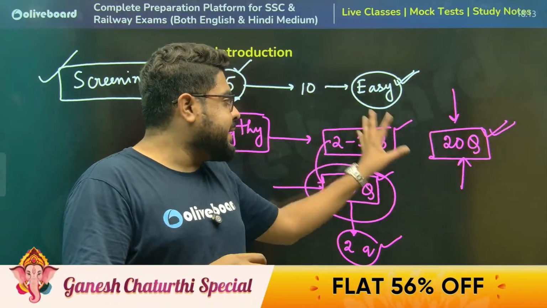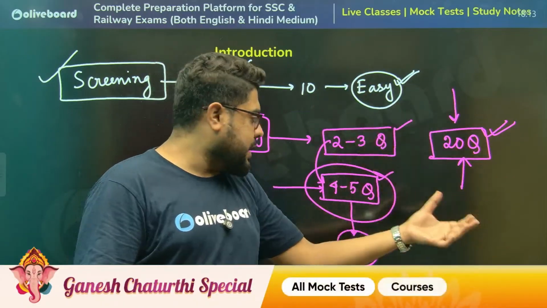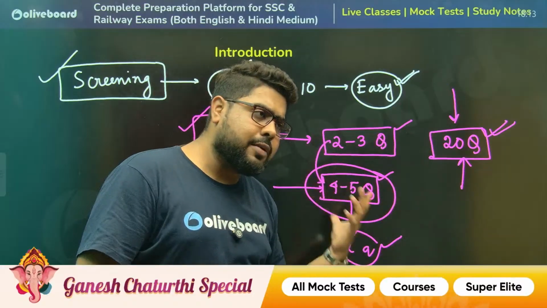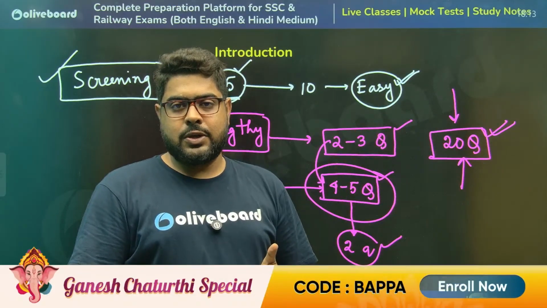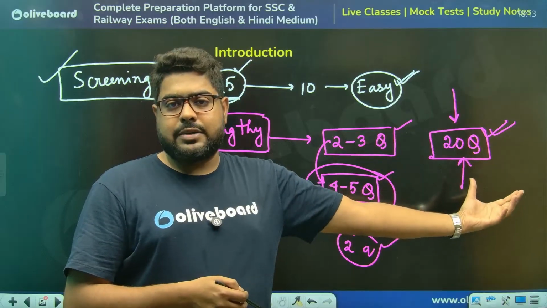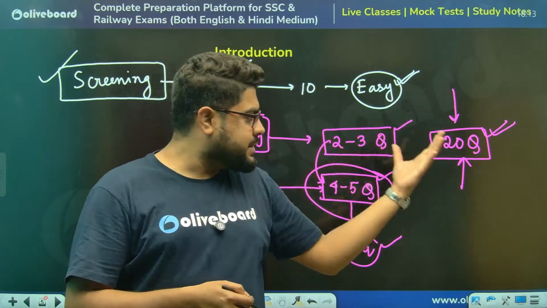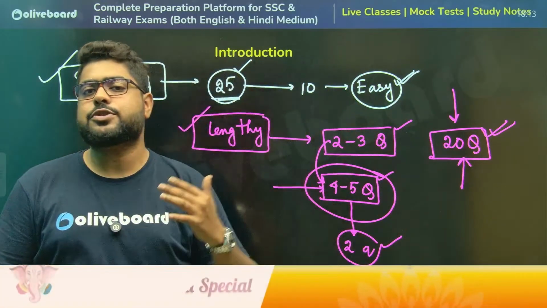This is the easy and the moderate level. I'm not asking you to go for the lengthy or very conceptual questions. You can leave those altogether. So that is giving you 40 marks out of 50, right? This is how you need to build up your strategy.